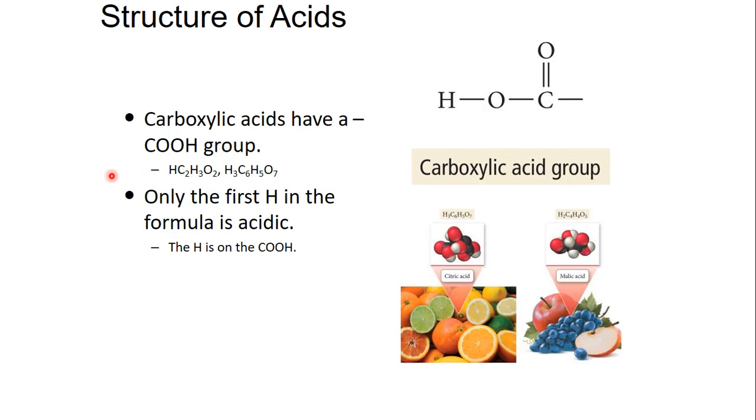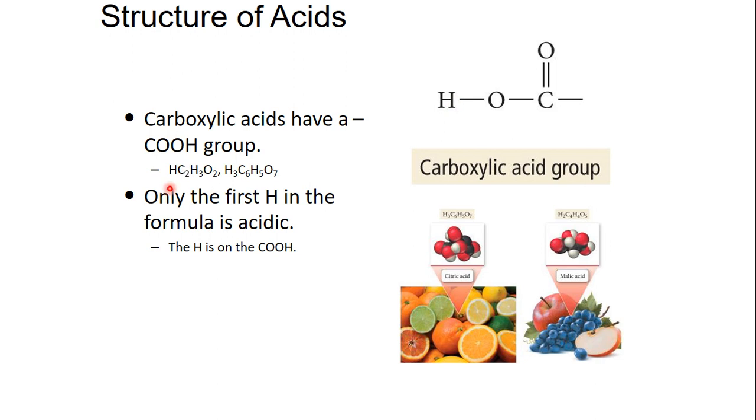And along with oxyacids, we have a specific type of oxyacid called carboxylic acid. Carboxylic acids are very common in nature. They have the formula C double bond O OH. They are generally represented as COOH, and it's that H again that's acidic.